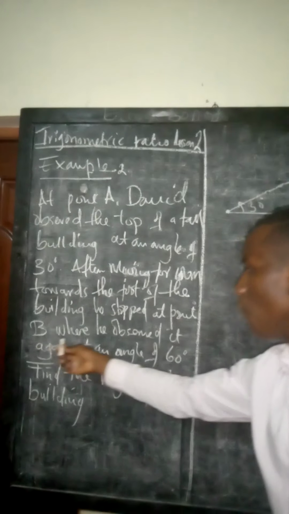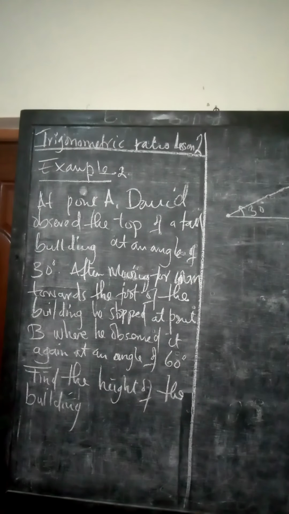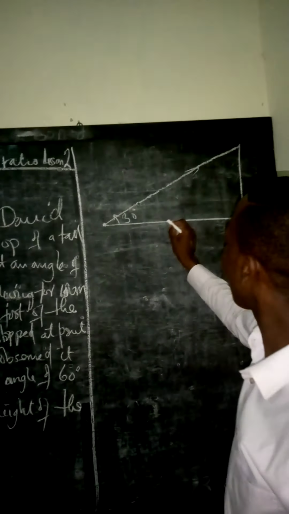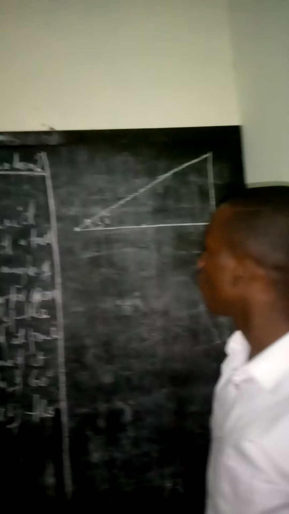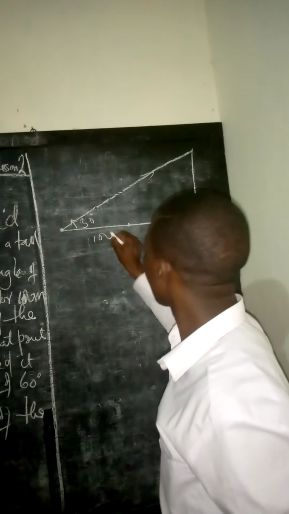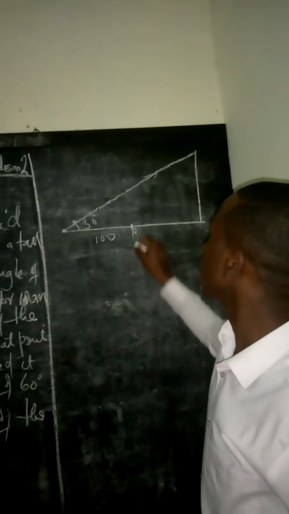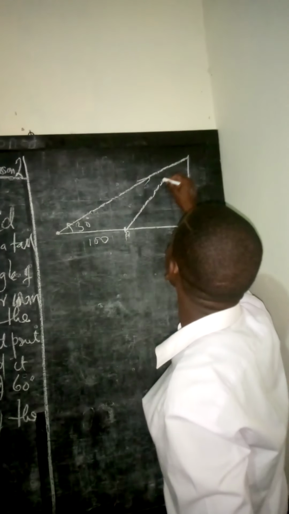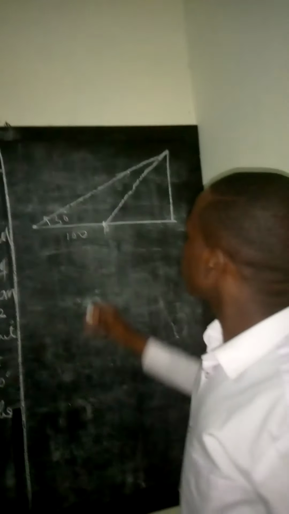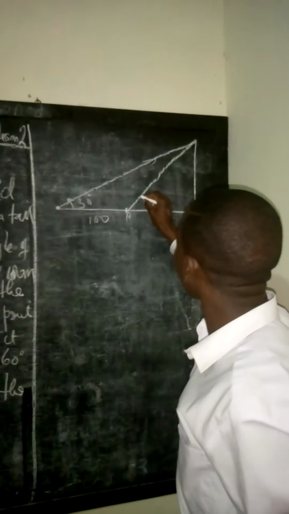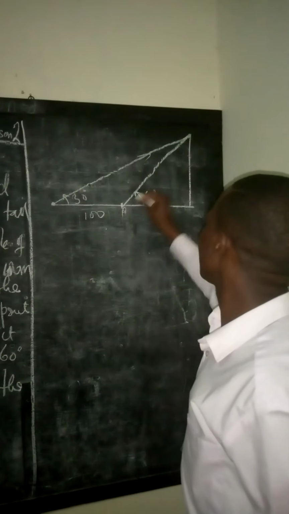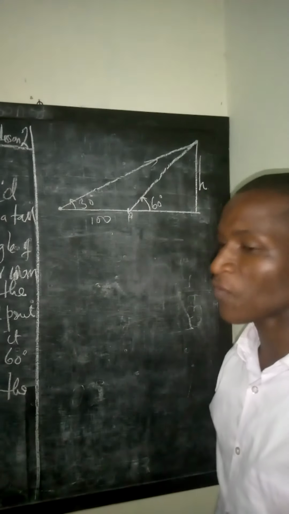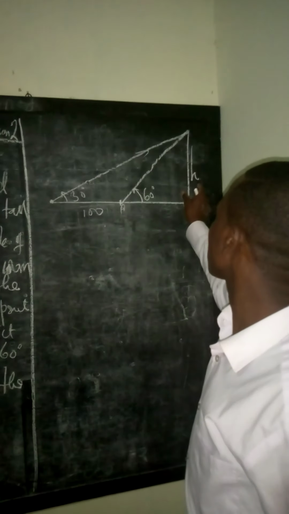Then we are told again he moved 100 meters from where he was towards the foot of the building. So we can assume this is point Q, where he moved a distance of 100 meters. Then he elevated his eyes again to see this building, and we are told this time round he elevated his eyes at an angle of 60 degrees. We are required to find this height, the height of the building. How tall is the building?